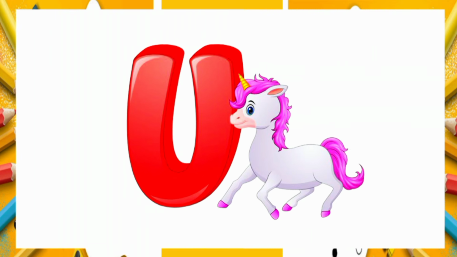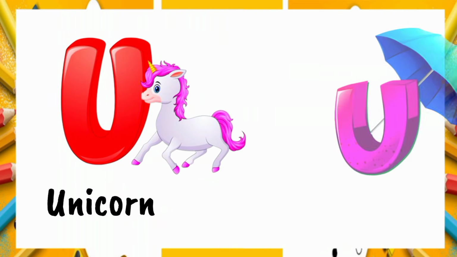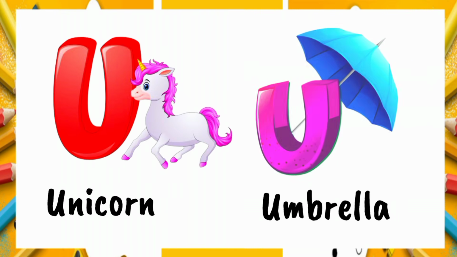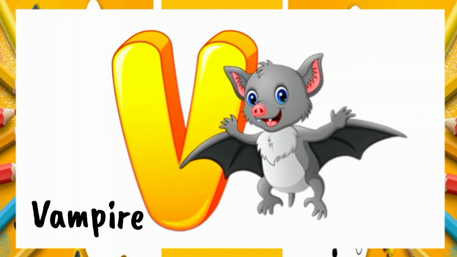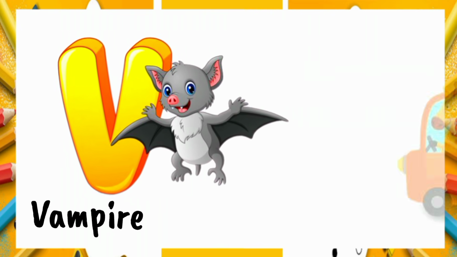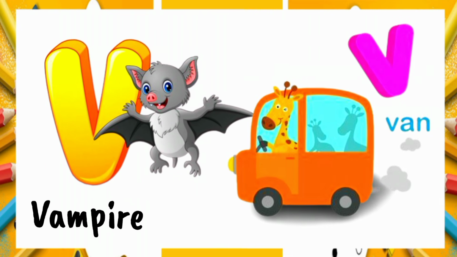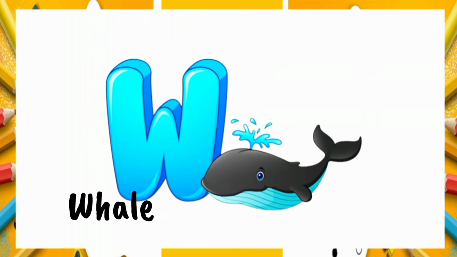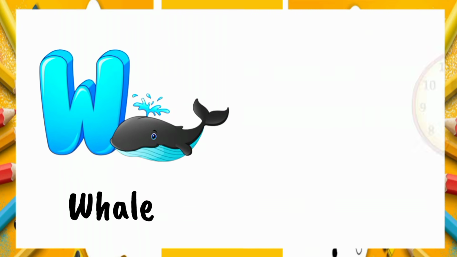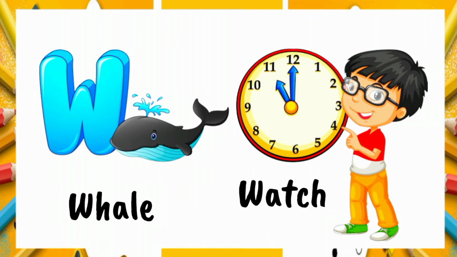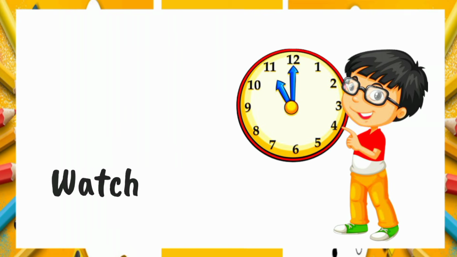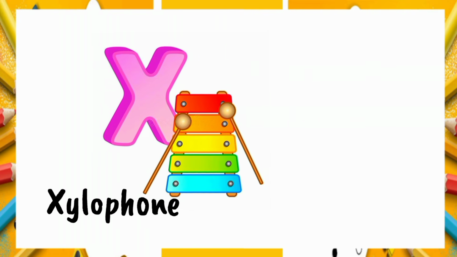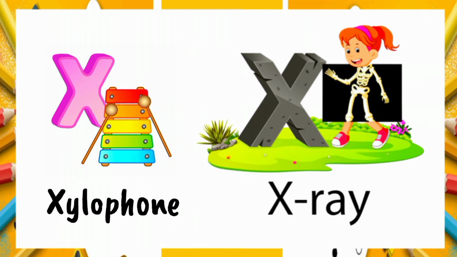Tomato. U is for unicorn. U is for umbrella. Unicorn. Umbrella. V is for vampire. V is for van. Vampire. Van. W is for whale. W is for watch. Whale. Watch. X is for xylophone. X is for X-ray. Xylophone.